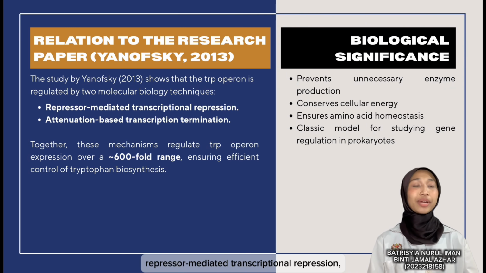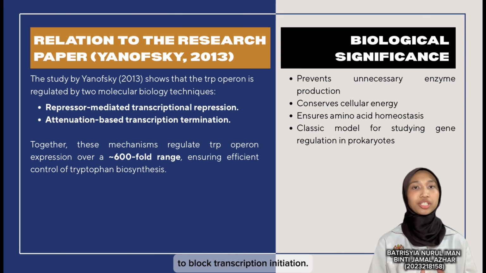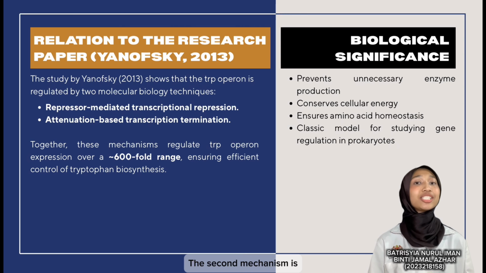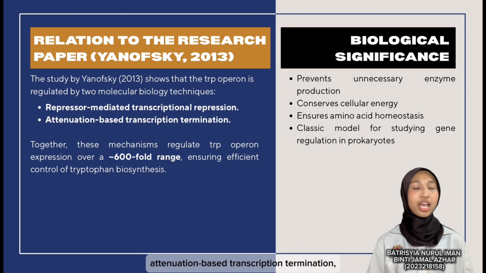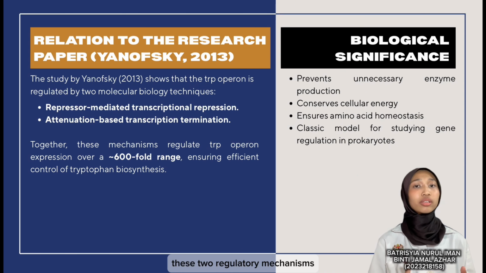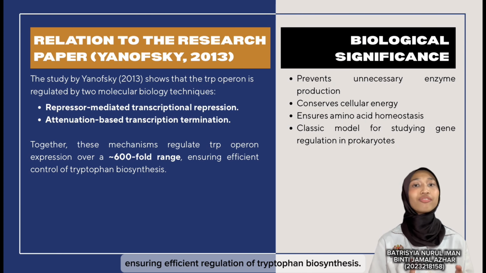The first is repressor-mediated transcriptional repression, where tryptophan acts as a co-repressor to block transcription initiation. The second mechanism is attenuation-based transcription termination, which responds to the level of charged tRNA for tryptophan during transcription. Together, these two regulatory mechanisms control TRP operon expression over an approximately 600-fold range, ensuring efficient regulation of tryptophan biosynthesis.